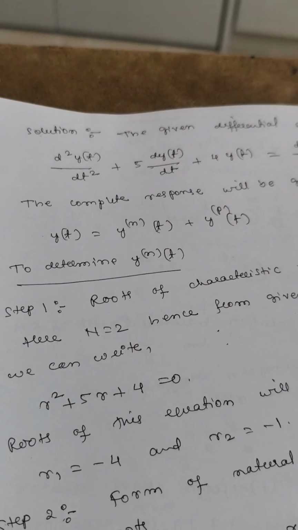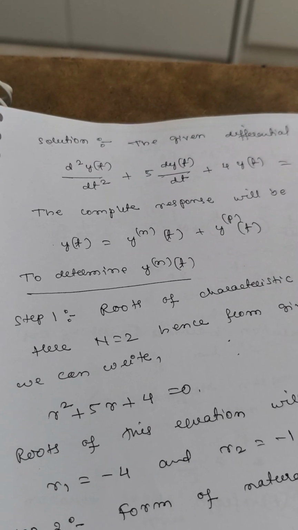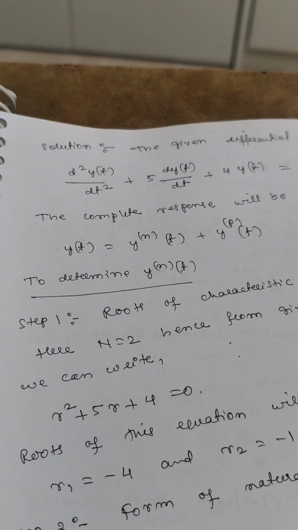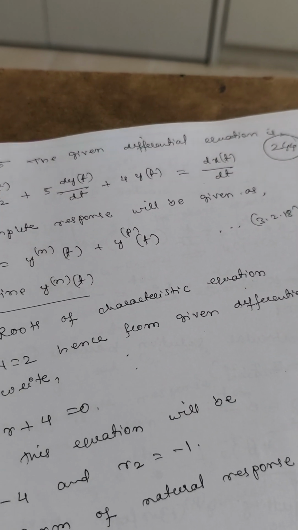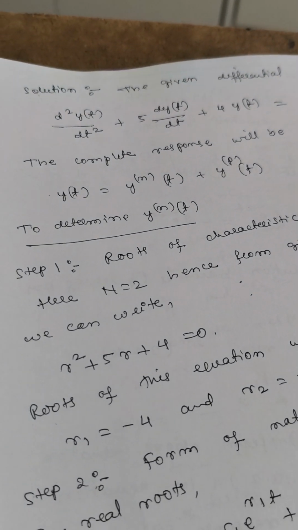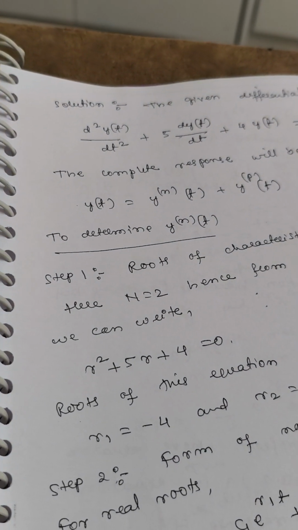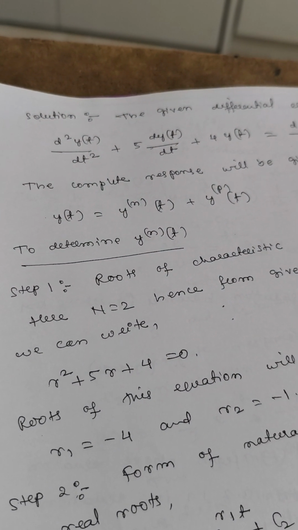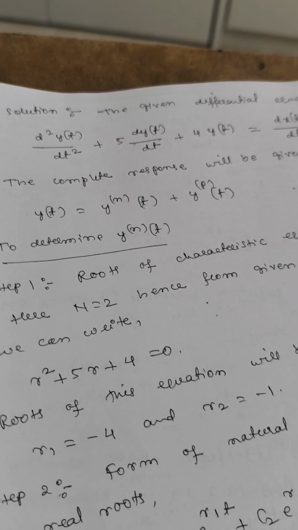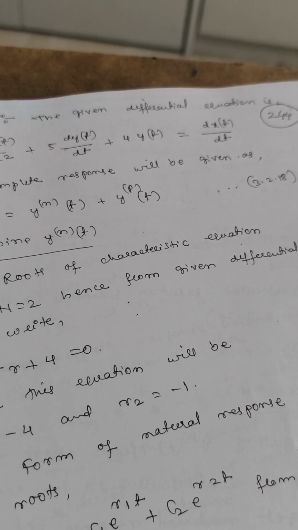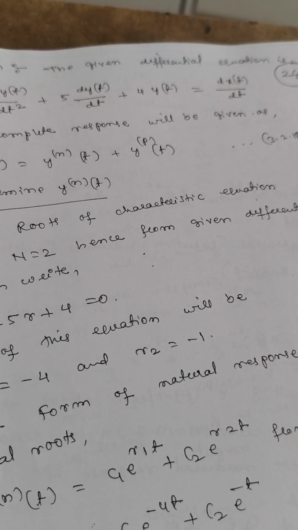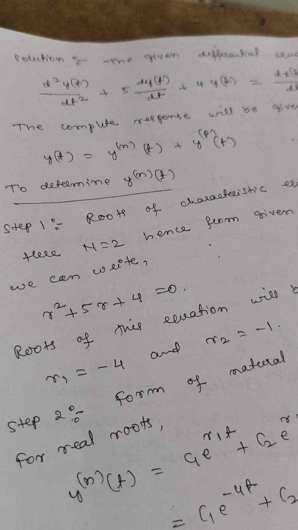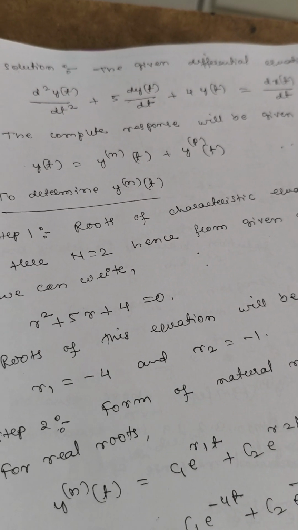With the conditions they have given, this is the differential equation for which we have to calculate the complete solution. The differential equation is d square y of t by dt square plus 5 dy of t by dt plus 4 y of t equal to dx of t by dt. The complete response will be given as y of t equal to y n of t plus y p of t.